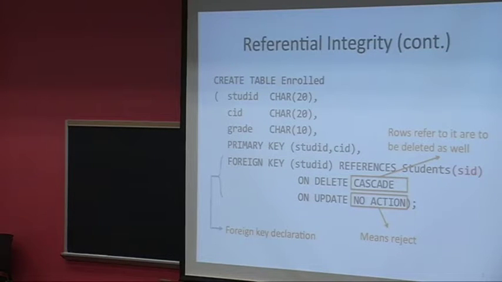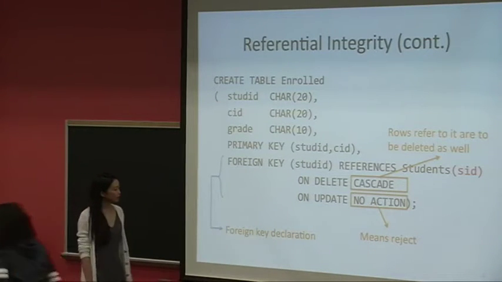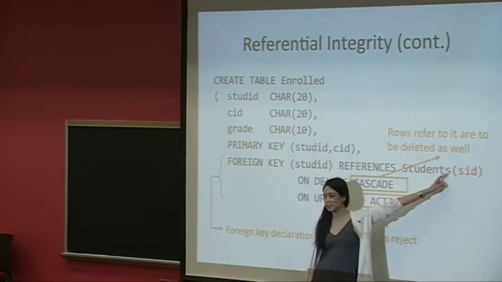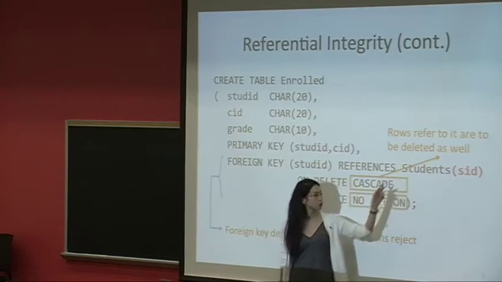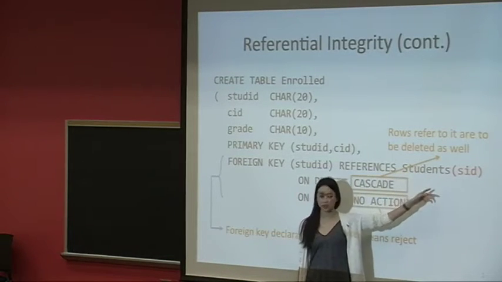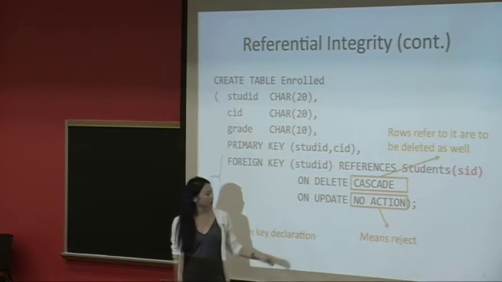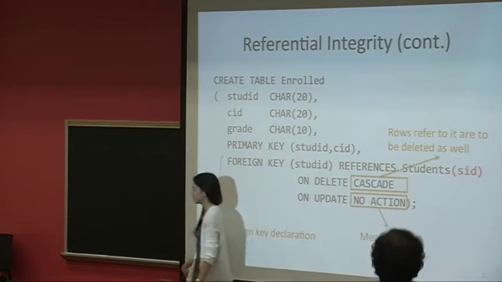So we don't have to actually delete the whole table. We just have to do a couple of modifications. Last time I didn't put the parenthesis SID behind the students table, and make sure you do that, just a good practice, so you know which primary key it's referring to. And don't forget for cascade, what it means, and no action, what it means.